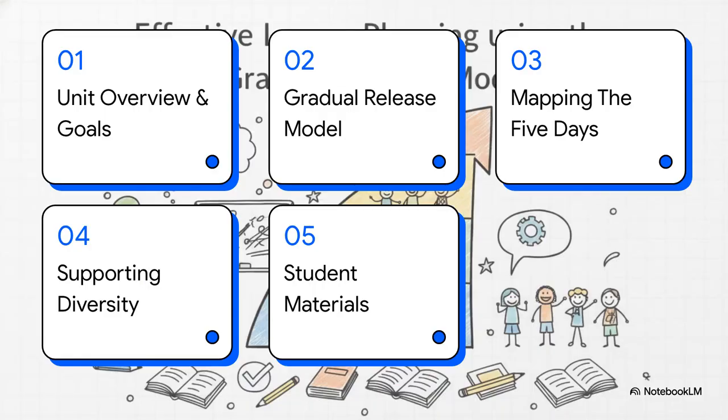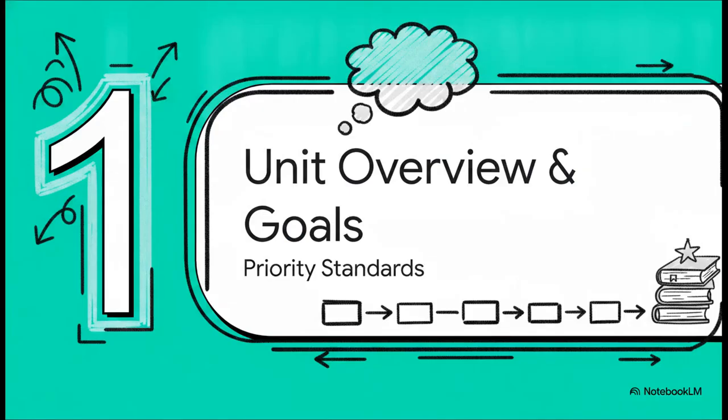Here's our quick roadmap for today. First, we'll hit the unit overview and goals. Second, we'll break down the gradual release model. Third, mapping the 5 days. Fourth, supporting diverse learners. And finally, we'll look at some actual supplemental student materials. Let's get to it. All right, starting us off with Section 1, Unit Overview and Goals.